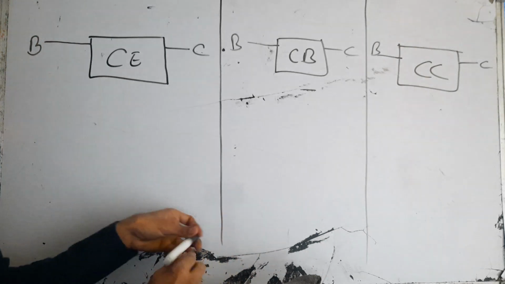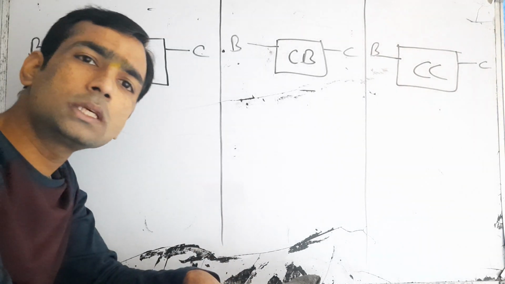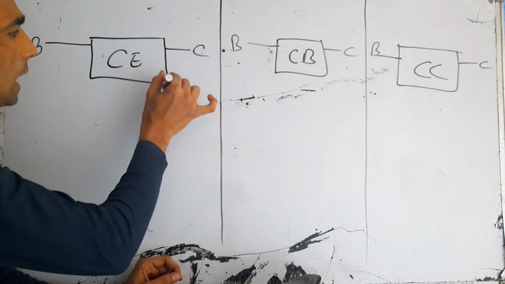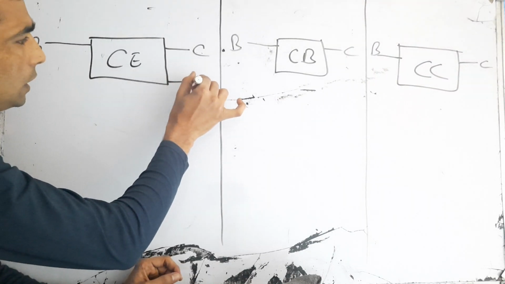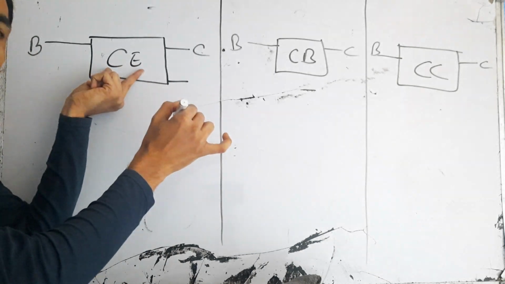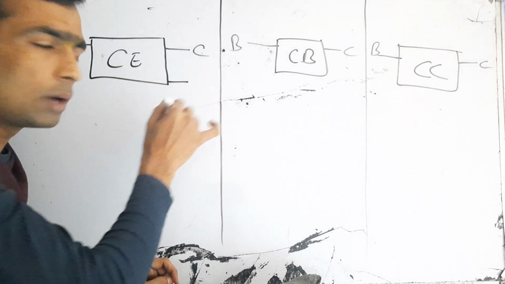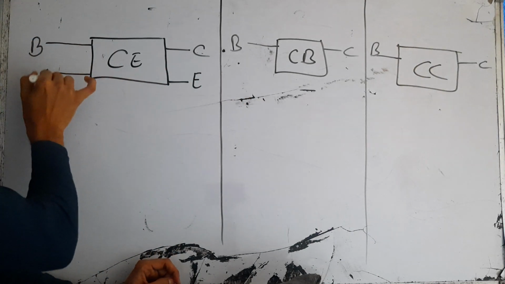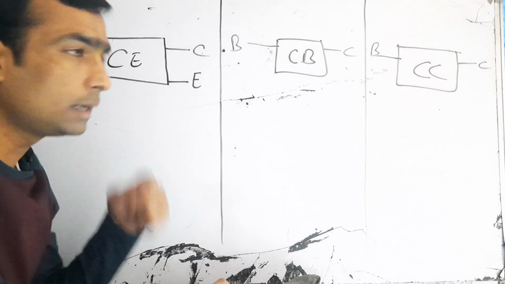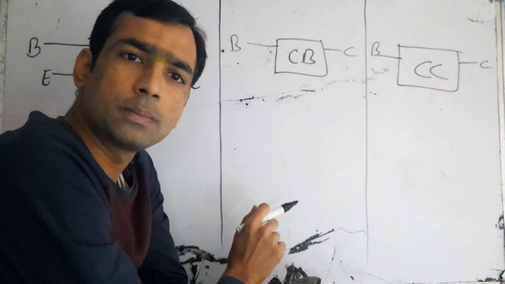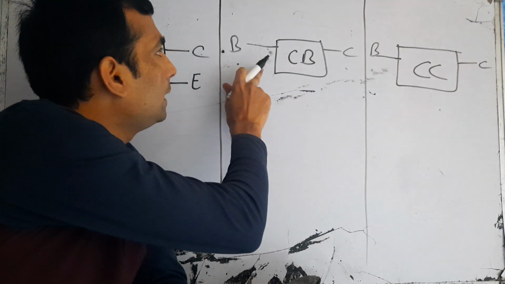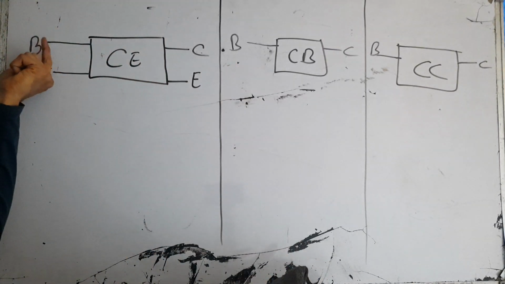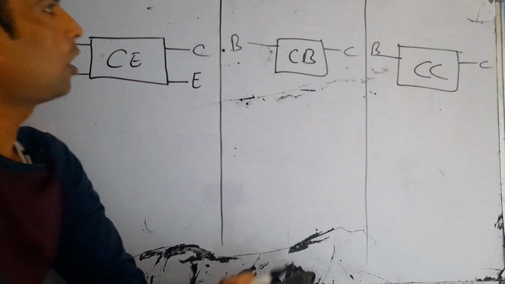Next, common collector. Collector is common, so you can easily add it. Sorry students, this is emitter. Emitter is common, so you add output as emitter and input as base. This is common emitter. Common base: the base you have already added. Input base, output collector. So common base.